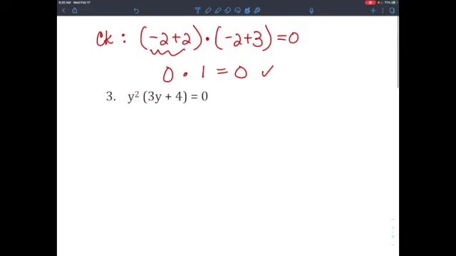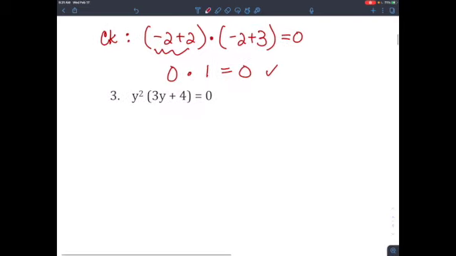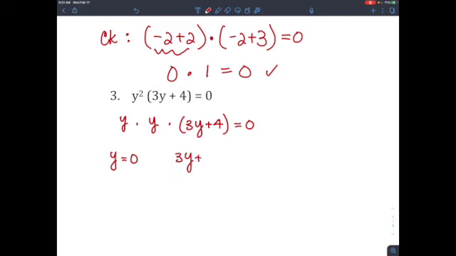When you have a times, that's your separation. But you also see y squared. In this case, y squared really is y times y. So y times (3y plus 4). Because y times y is just the same thing, I'm going to just say y equals 0, because when you have something multiplied, it had to equal 0. And then the next one is 3y plus 4 equals 0, and then solve it. So minus 4, and you have 3y equals negative 4. And divide by 3 and divide by 3.